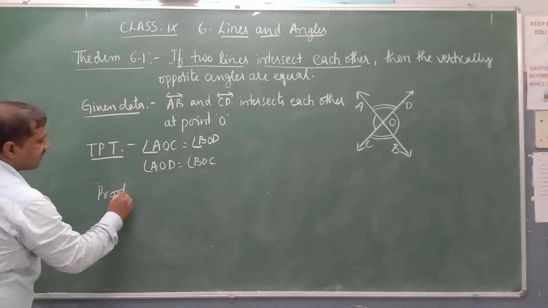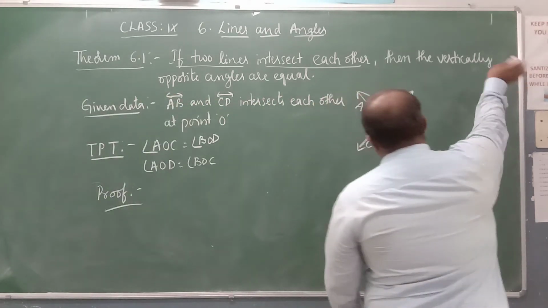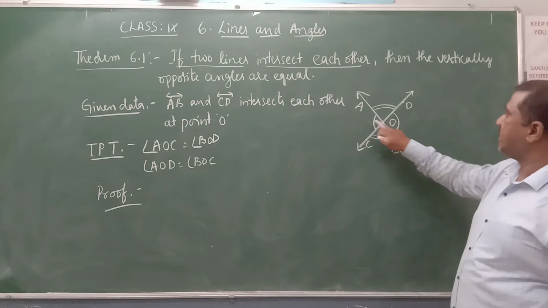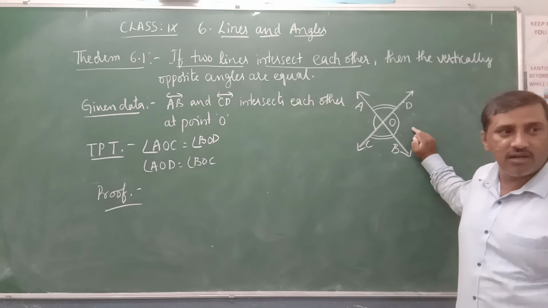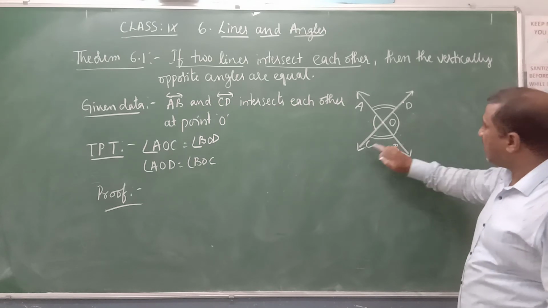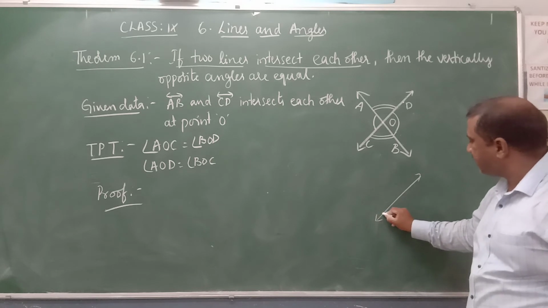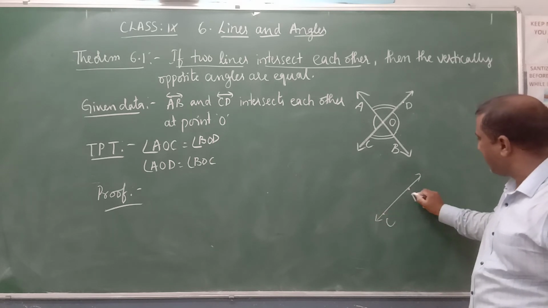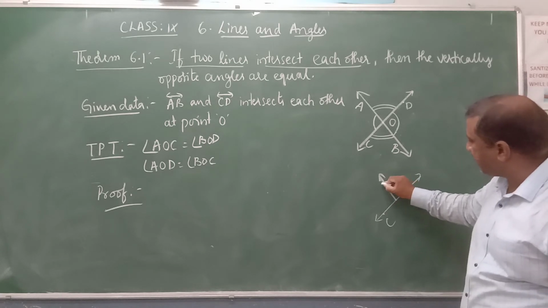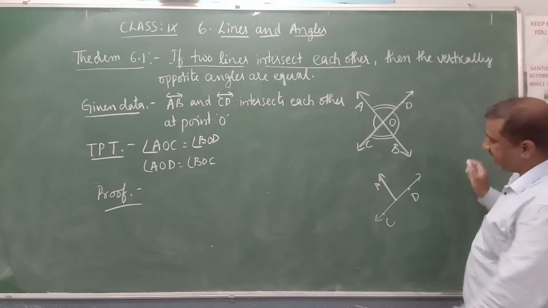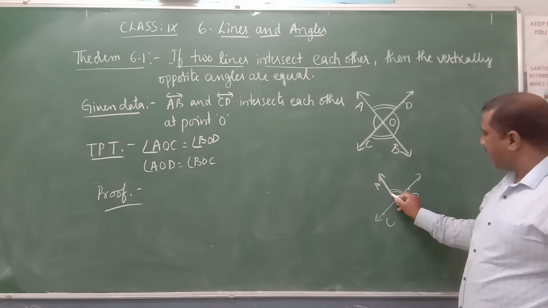So proof. Now we observe the figure. Here we need to prove that the vertically opposite angles are equal. Now we consider the line CD, and O is a point on it. From point O, one ray is there, that is ray OA. It is dividing the straight angle into two angles.